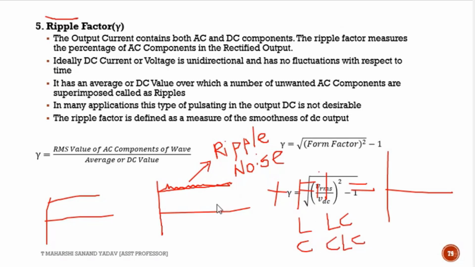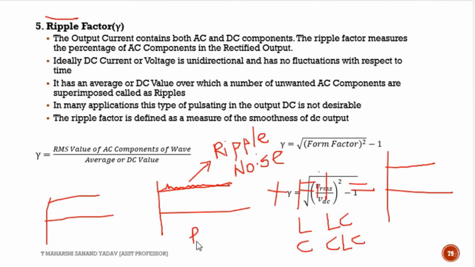First, before going to this, we need to understand what is meant by a rectifier. So this is something which is pulsating in nature. In order to make it pure, we need to add a filter. So first thing we need to do is find the ripples that are present in the output. You can see it here. The output current contains both AC and DC components. The ripple factor measures the percentage of AC components in the rectified output.